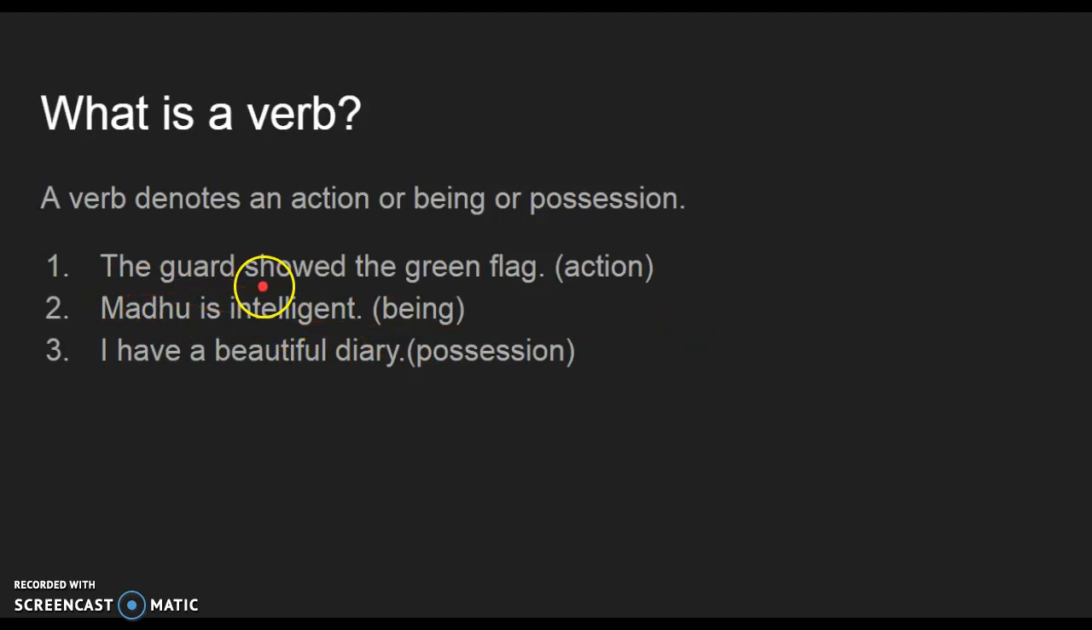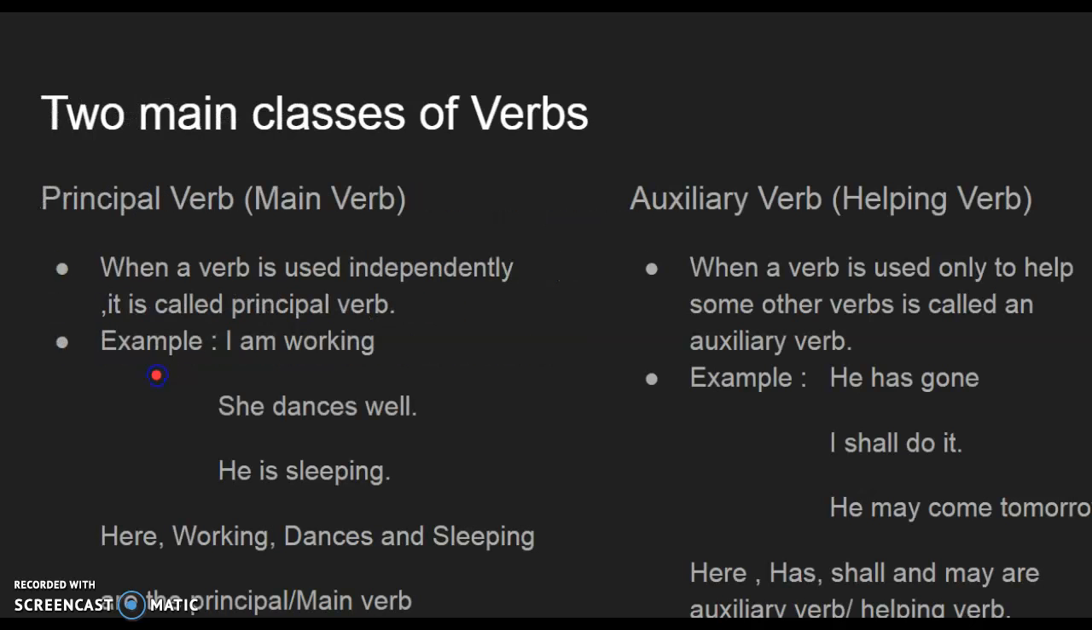Example, the guard showed the green flag. Here action is what? Showed. Madhu is intelligent. Here being is what? Intelligent. Intelligent is a state of being. I have a beautiful diary. Here possession. Possession is I have. So these are the examples of verb.